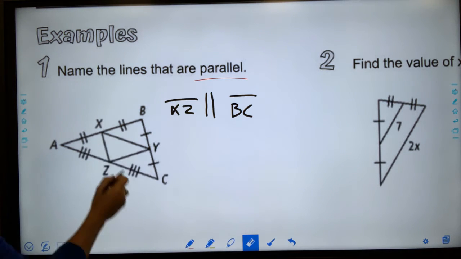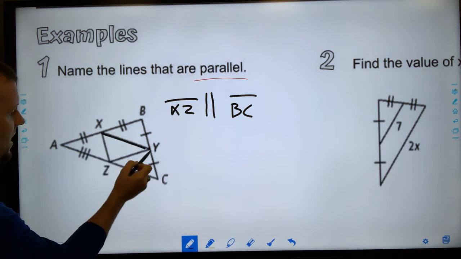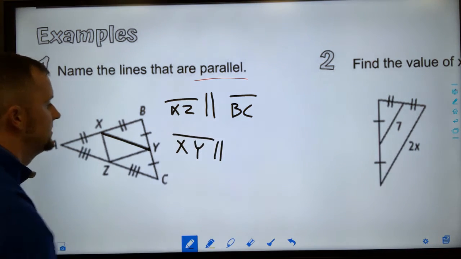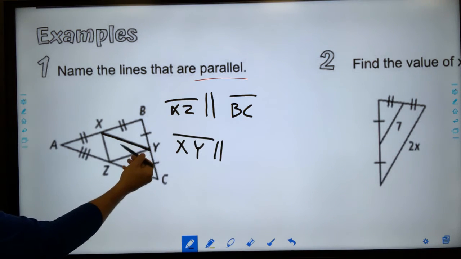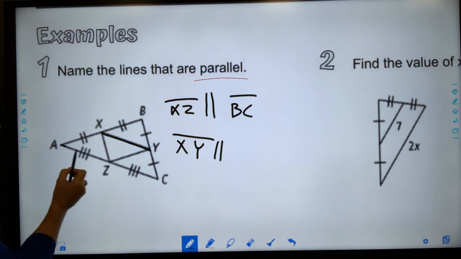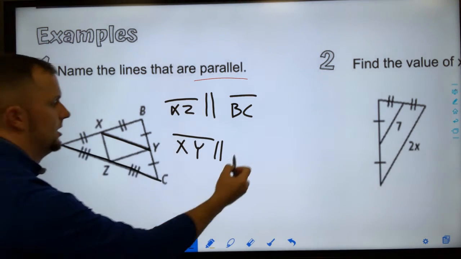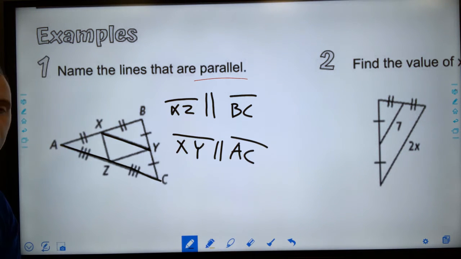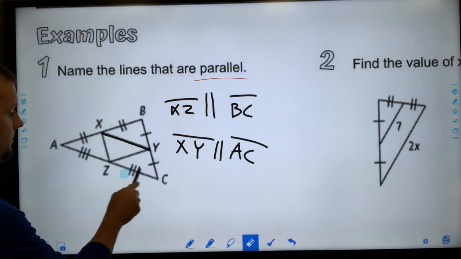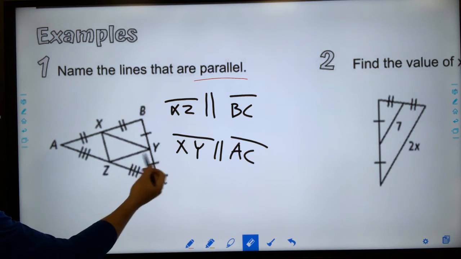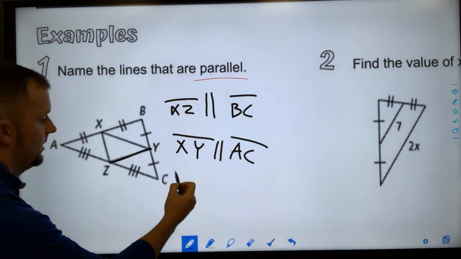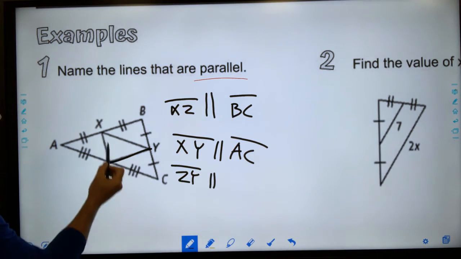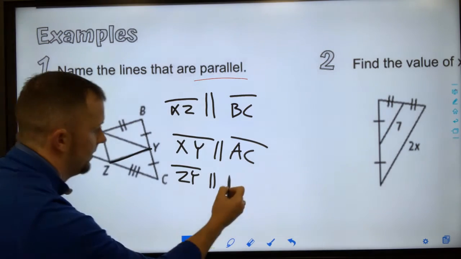Okay, so now I have another midpoint, which is gonna be X to Y here. So I'm gonna go line XY here, and that is going to be parallel to the third side, which is gonna be this line down here, which is all the way A to C. So line AC is going to be parallel to that. Okay. And then lastly, I have one more mid-segment, which is going to be Z to Y. So ZY is going to be parallel, and it looks like it's going to be parallel to AB here.